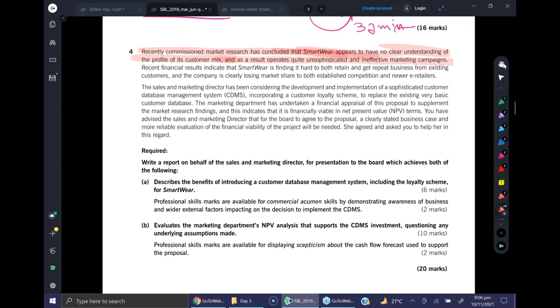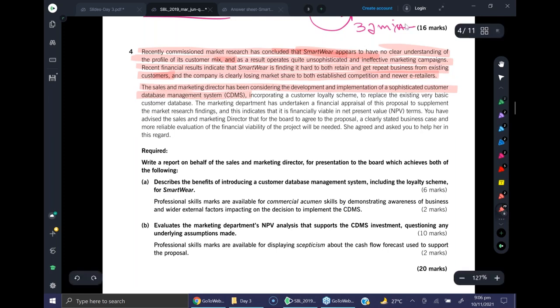Recent financial results indicate that SmartWare is finding it hard to both retain and get repeat business from existing customers, and the company is clearly losing market share to both established competition and new e-retail. So that's the problem they're facing. They're not able to engage and retain the customers. The sales and marketing director has been considering the development and implementation of a sophisticated customer database management system, CDMS. So this is the new system they are considering to implement.